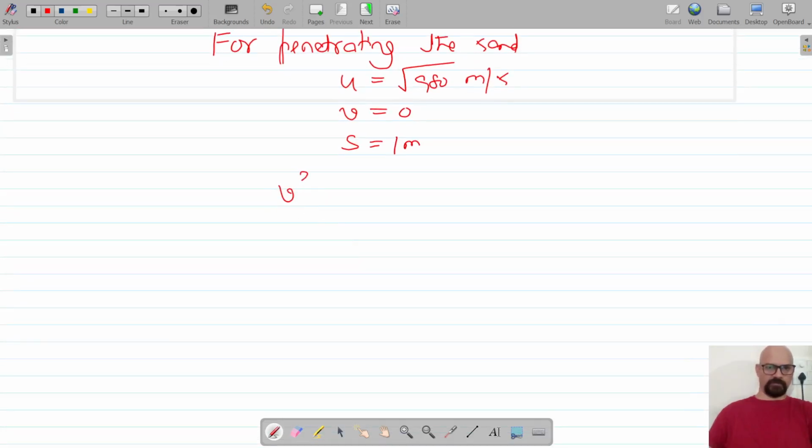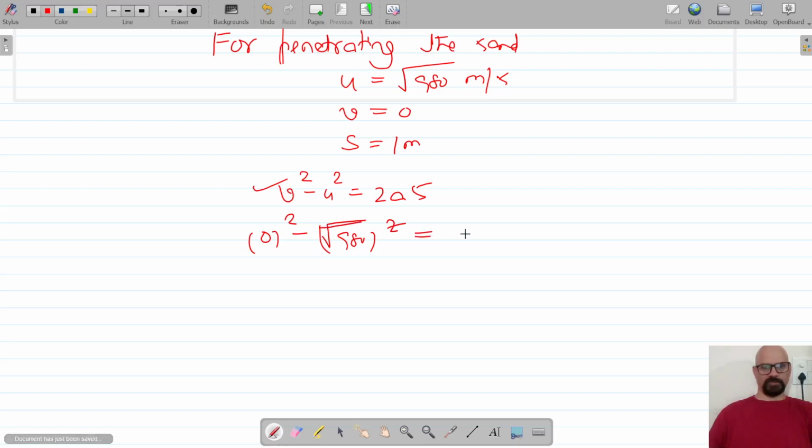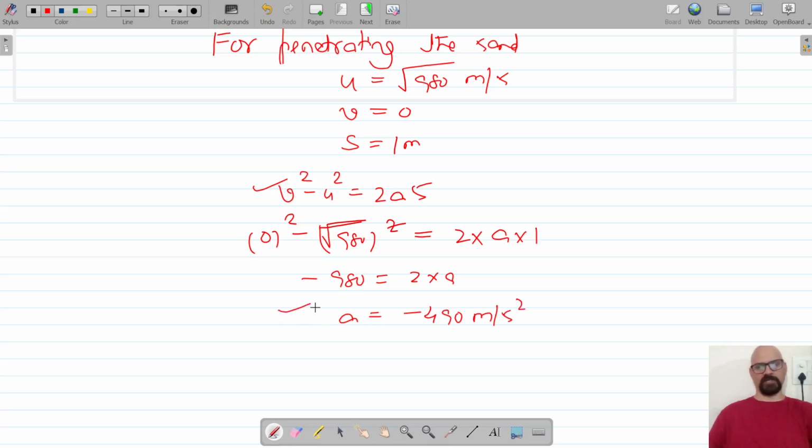So v square minus u square is equal to 2as. V is 0, u is the square root of 980. The square root gets cancelled with the square. So 2 into a into distance of 1 meter. So this is negative 980 is equal to 2 into a, and a is equal to negative 490 meter per second square. Negative means it's a retardation.